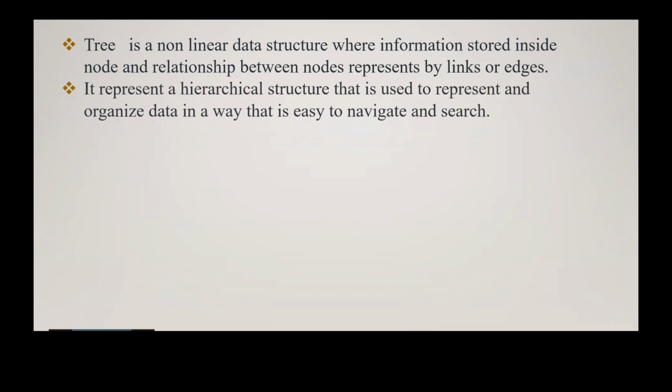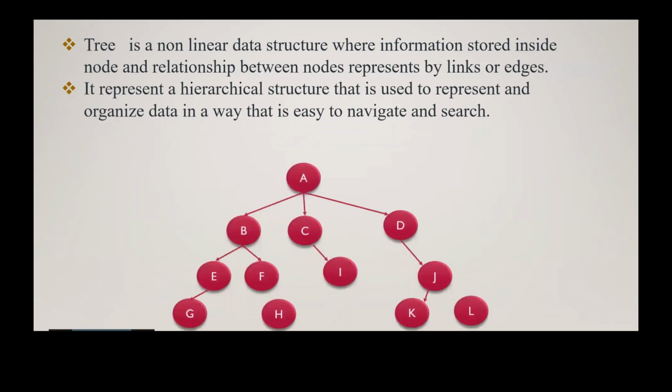It represents a hierarchical structure used to organize the data in such a way that we can easily navigate and search for the information we want to retrieve. This is a simple data structure representation where the information is A, B, C, D, E, F, G, H, I, J, K, L, and the relationship between the information is represented by edges. So data is stored in the form of nodes, and the relationship or association between the nodes is represented by links or edges in the case of a tree data structure.